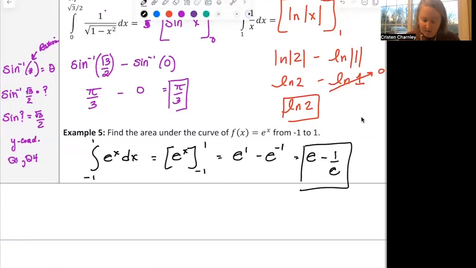So there you go, fundamental theorem of calculus, part 1 or part 2, depending on your resource. But for our textbook, this is Fundamental Theorem of Calculus, part 2.